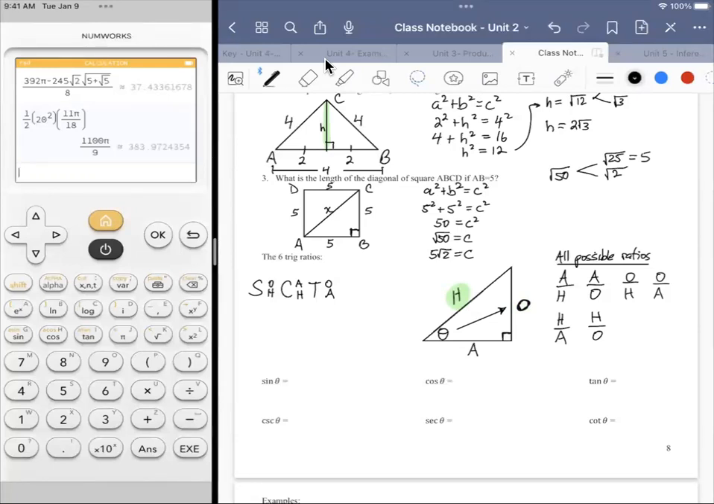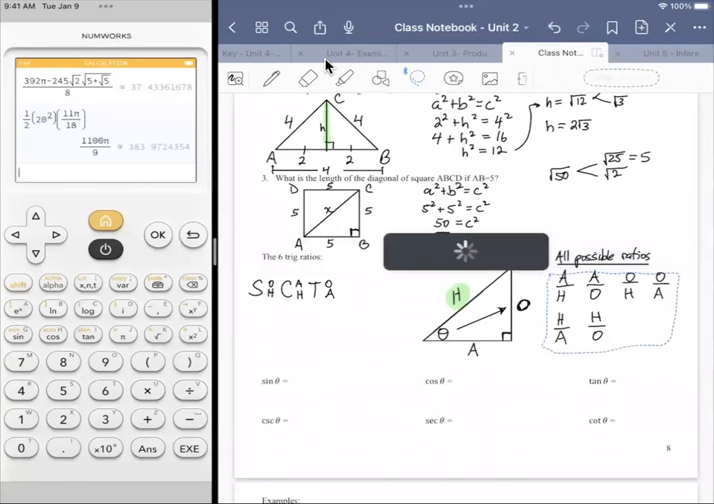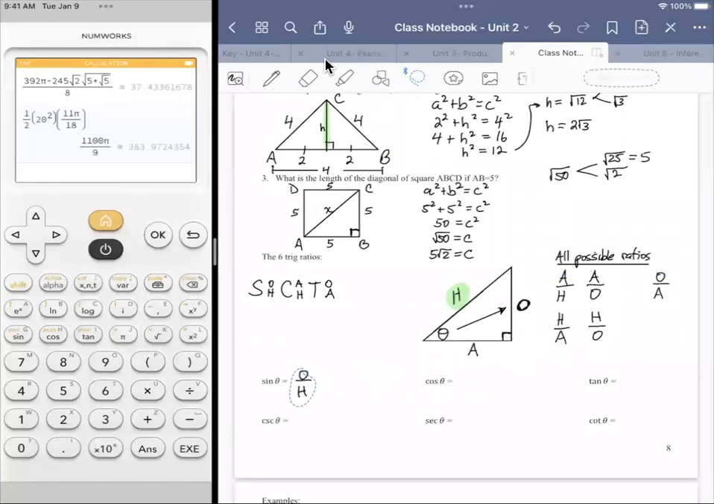Somewhere along the lines, they decided, you know what, that opposite over hypotenuse, let's call that sine. Opposite over hypotenuse, we're going to call that sine. Adjacent over hypotenuse, we're going to call that cosine. Tangent, opposite over adjacent. And then we have the co-functions, cosecant, secant, and cotangent.